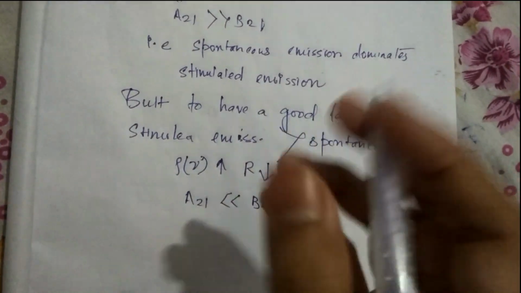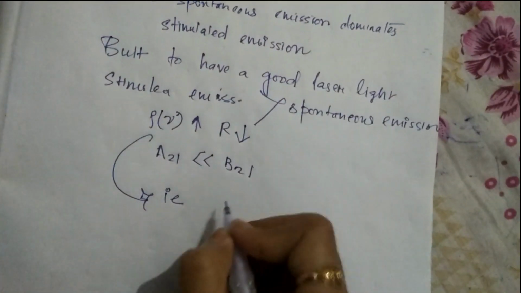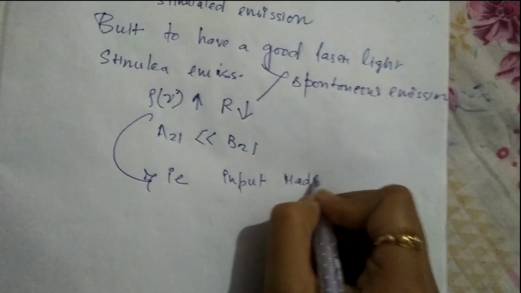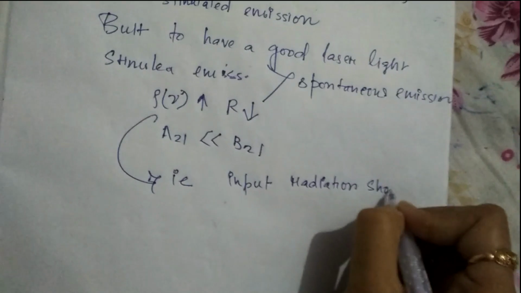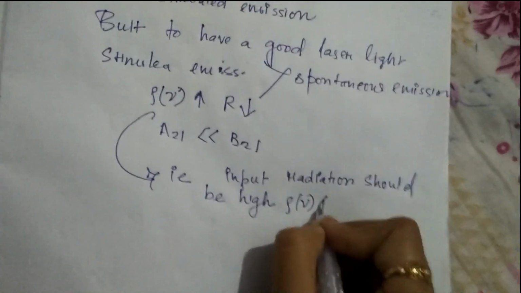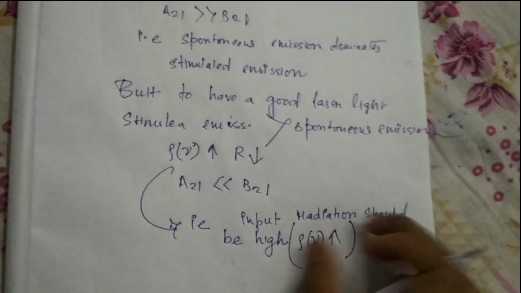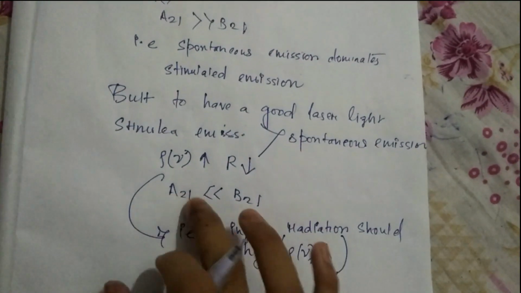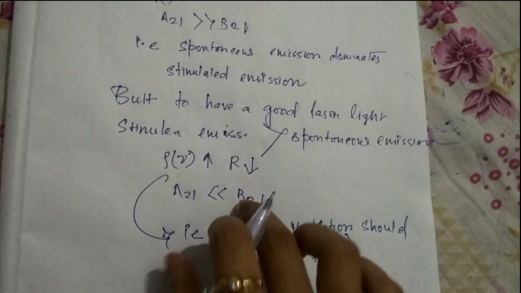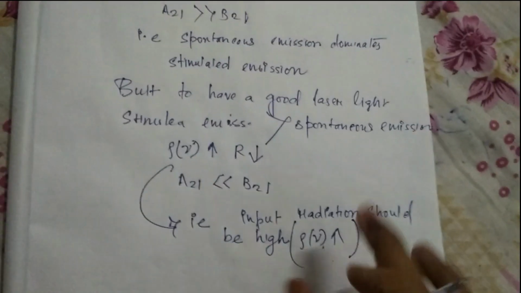Rho nu is the input energy. By this, we understand that input radiation should be high, which is the first necessary condition. Rho nu is the input radiation. If rho nu is high, then R will be less. If R is less, then A21 will be less than B21. B21 is the stimulated emission, so stimulated emission is greater than spontaneous emission, which gives the necessary condition to have a laser light.